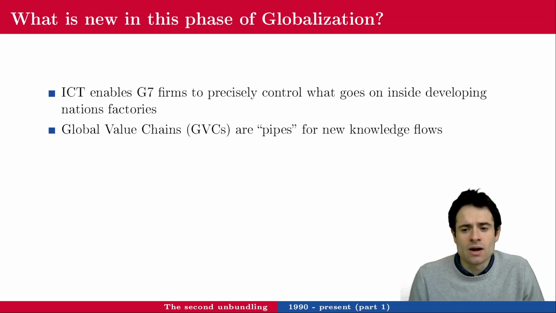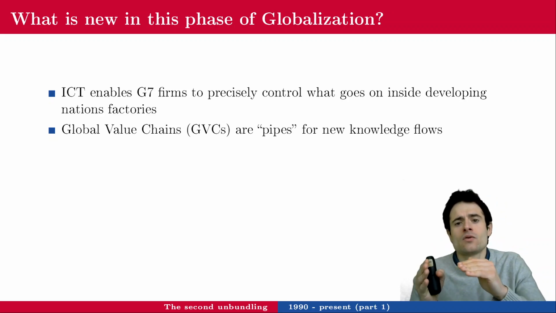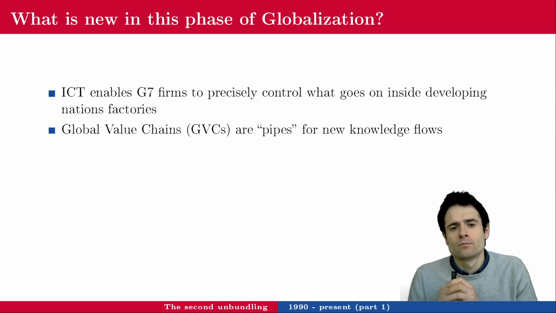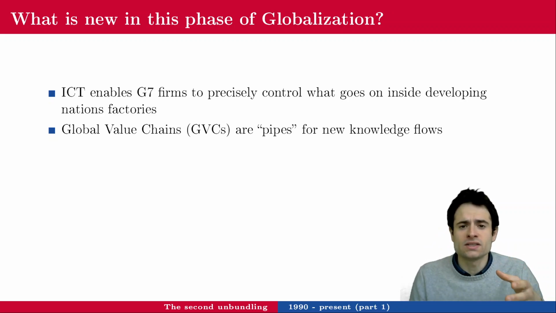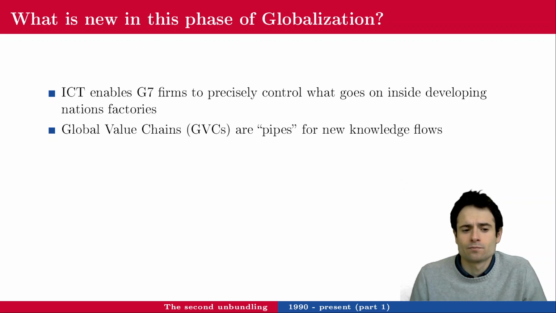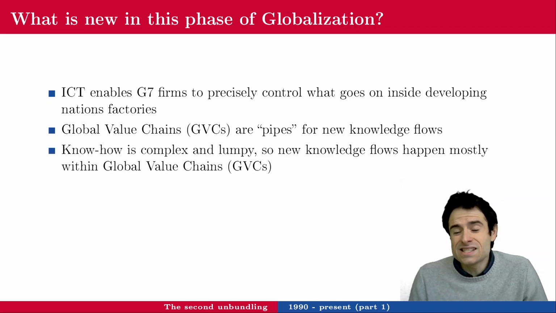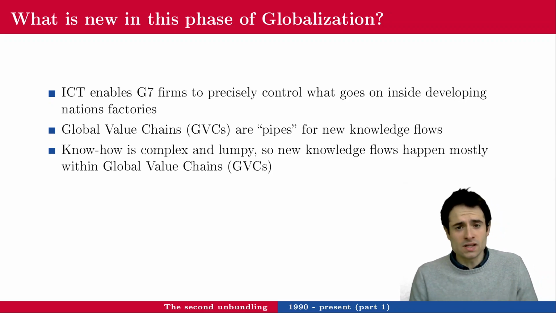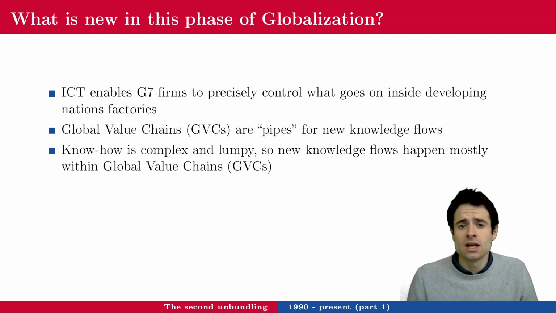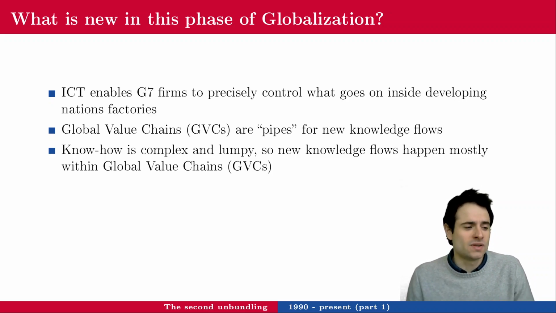Global value chains are pipes for new knowledge flows. G7 firms are going to communicate their production process to all of those other firms. Since know-how is complex and lumpy, after all, it's a very precise production process, especially since the invention of assembly lines and things like that, there is a bunch of engineers specialized in designing the most efficient production process.